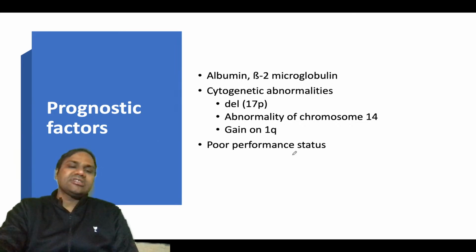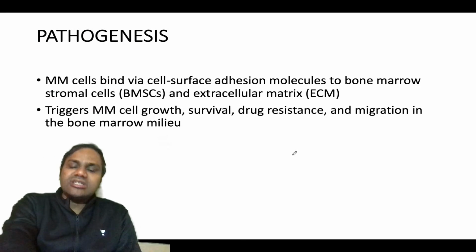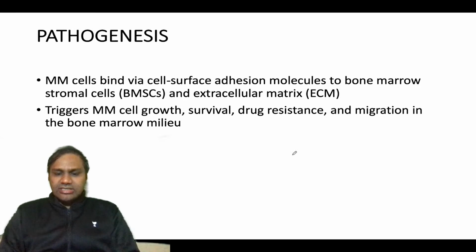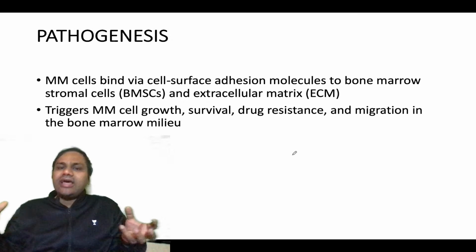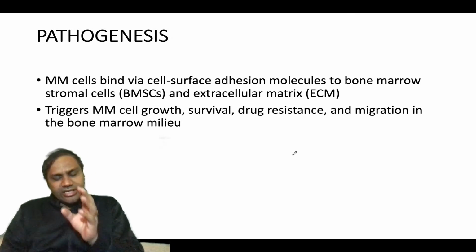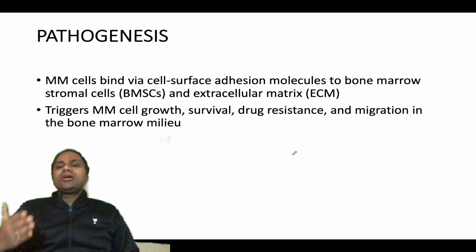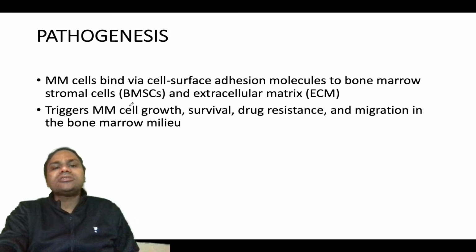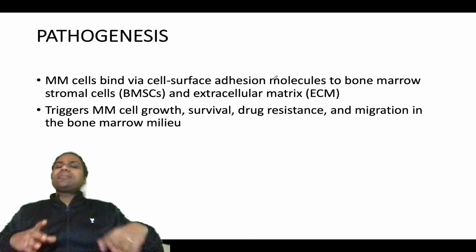Okay, and poor performance status is also a poor prognostic factor. Now what is the pathogenesis, how is this occurring? Basically, pathogenesis starts with a bone marrow stem cell, and that cell interacts with the plasma cell either via the extracellular matrix or via adhesion molecules. And what this will do is create a microenvironment.